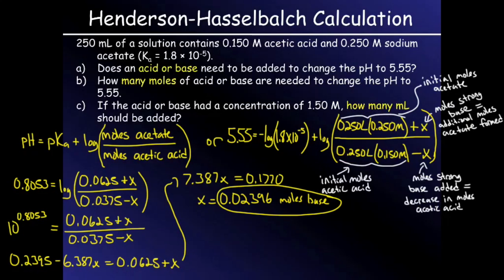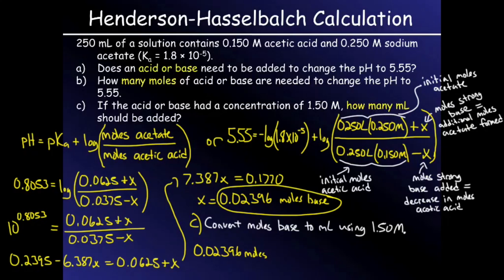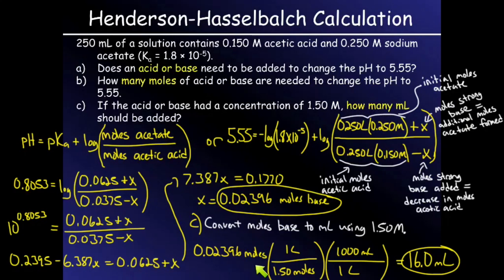We need 0.02396 moles of base. Because the concentration is 1.5 molar, we can then convert the moles into liters by dividing by the molarity, giving us liters, and then convert the liters into milliliters. We would need 16 milliliters of this strong base.